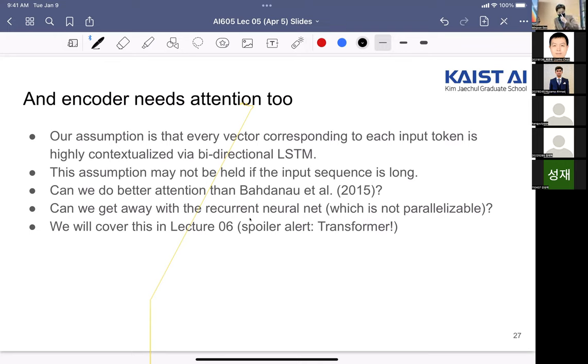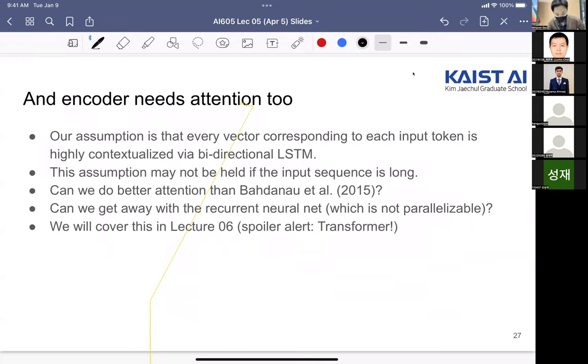We're going to go into the Transformer that was proposed in 2017 again. I think it's probably one of the most influential papers in the 2010s in NLP, especially, and not just NLP, actually, it's being applied everywhere. So I think it'll be an important lecture for everyone. So I'll see you next week.